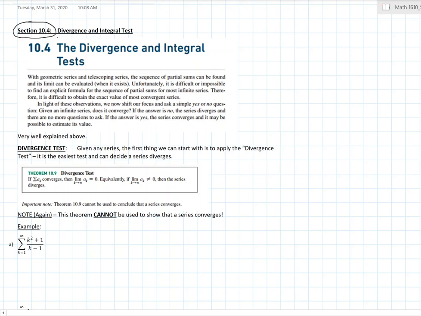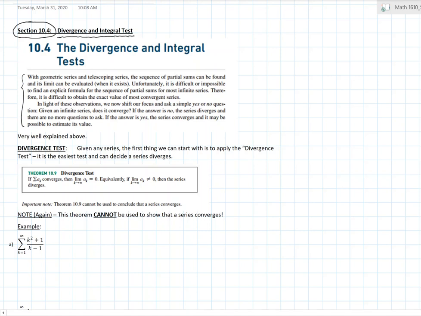So now we move on to section 10.4, which is titled Divergence and Integral Test. Now here is a paragraph from the textbook which explains where we are going quite well. So I'm going to read a little bit of it.